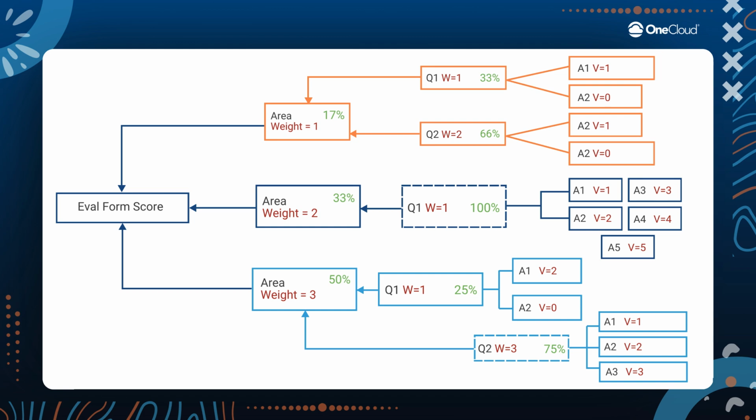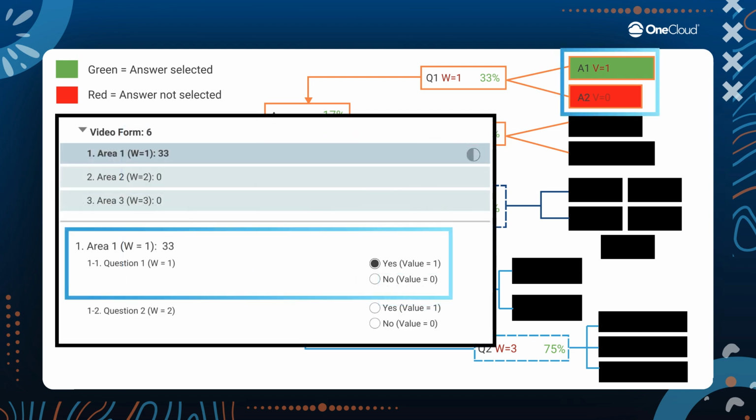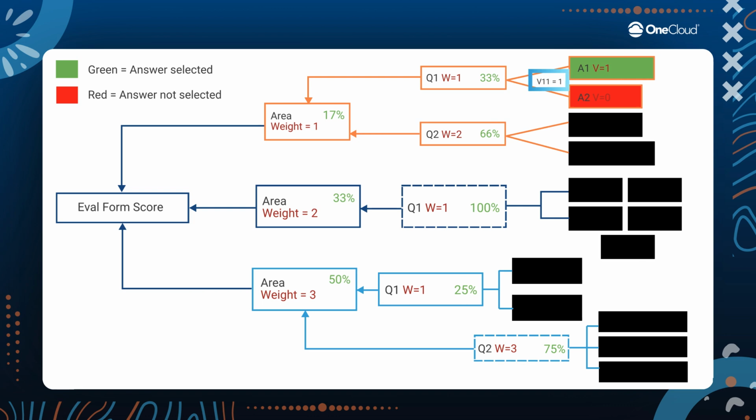First question of the first area. We chose answer 1, which has a value of 1, as opposed to answer 2, which has a value of 0. Thus our agent achieved 100% of the score possible in this question. We will represent this 100% score accomplishment within this question with V11 equal to 1, with 1 meaning 100% and 0 meaning 0%.